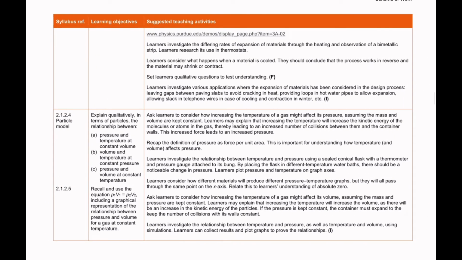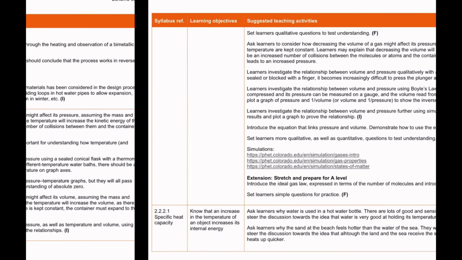Key concept 2.1.2.4 Particle model. Learning objectives. Explain quantitatively in terms of particles the relationship between: A. Pressure and temperature at constant volume, B. Volume and temperature at constant pressure, C. Pressure and volume at constant temperature. Recall and use the equation P1V1 = P2V2, including a graphical representation of the relationship between the pressure and volume of a gas at constant temperature.